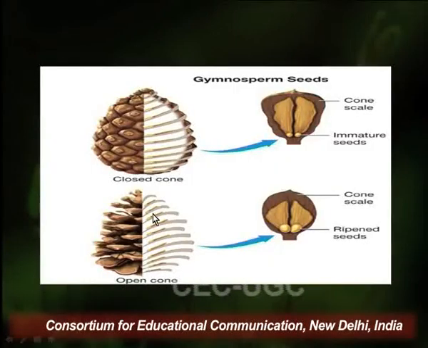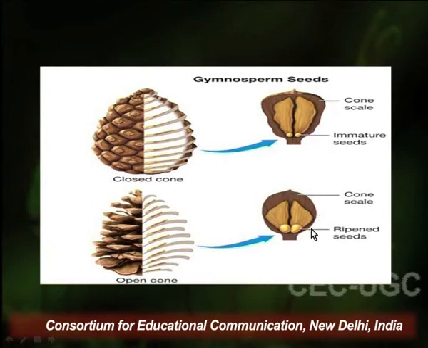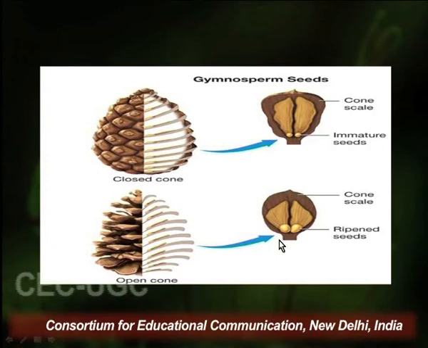Here we can see that this is a cone scale, or you can say a megasporophyll. On this megasporophyll, immature seeds or unfertilized ovules are found. After fertilization, these ovules will bear embryos, and they are still intact on the megasporophylls, also called cone scales. The cone scales become woody and hardened later during development.